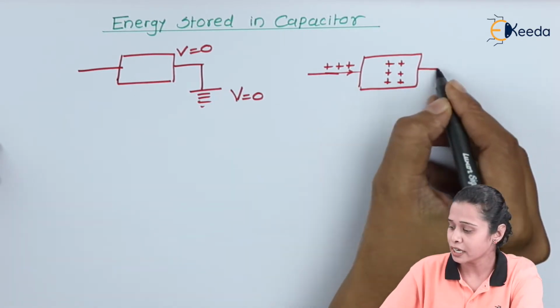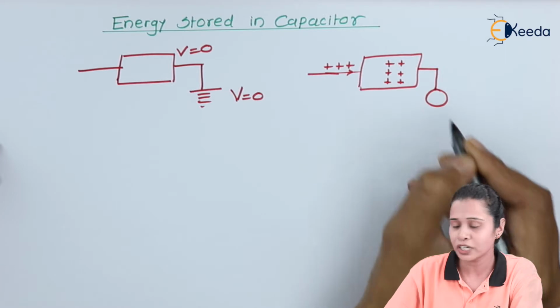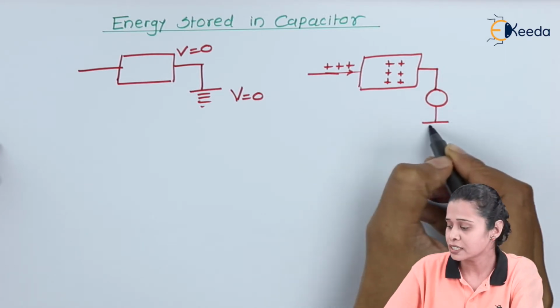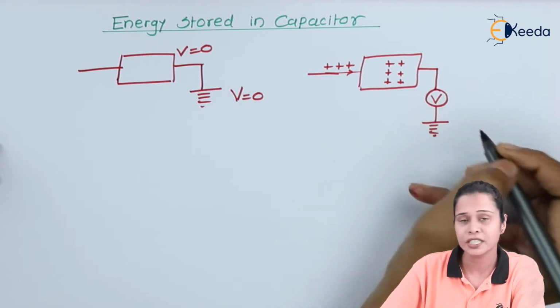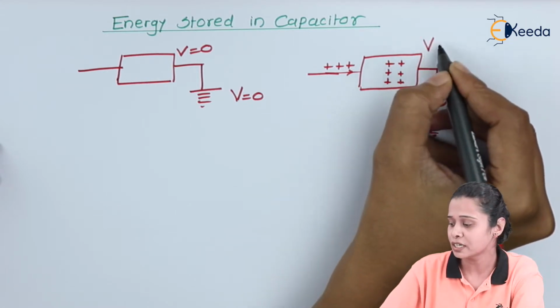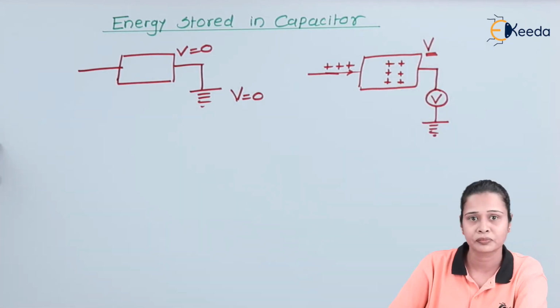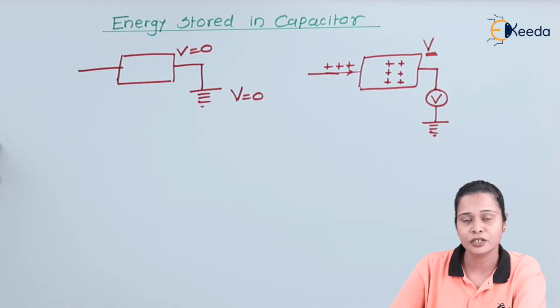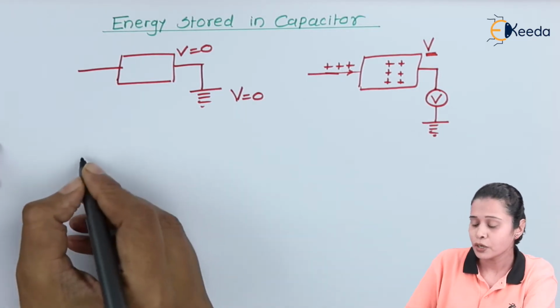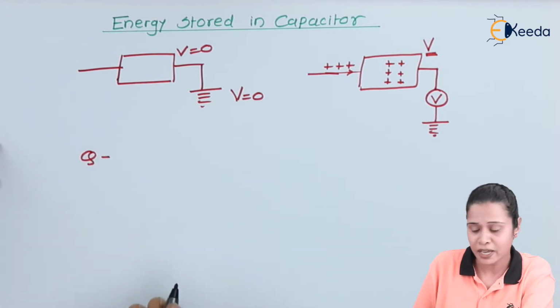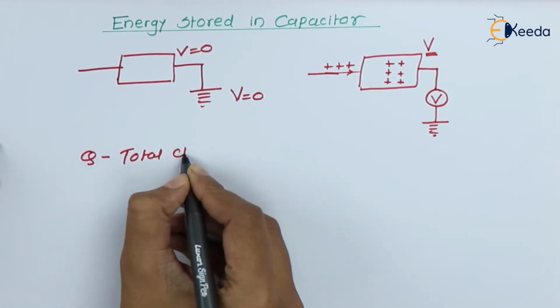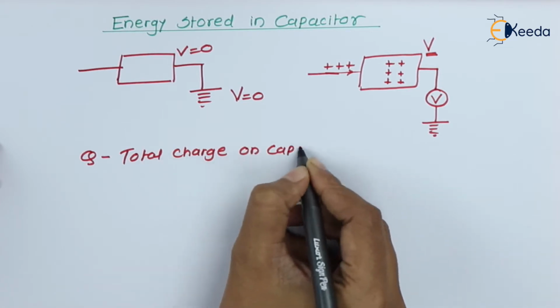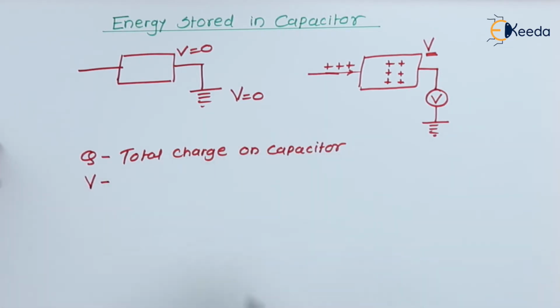Now, if we connect this to a potentiometer, then we can see some potential here. Say it is V. So during this process, during the charging of the capacitor, some work is done. Now Q is the total charge on the capacitor, and V is the potential difference between the plates.